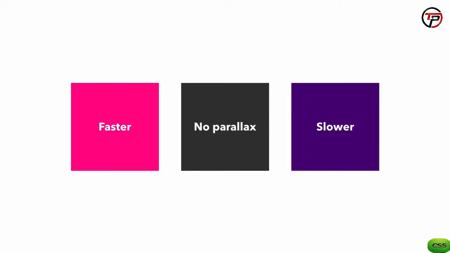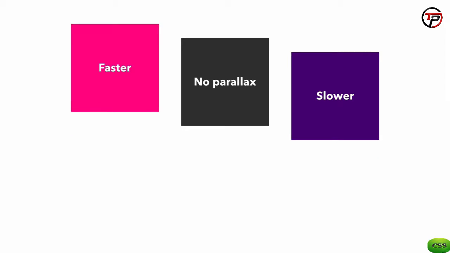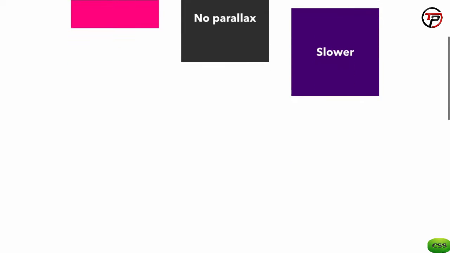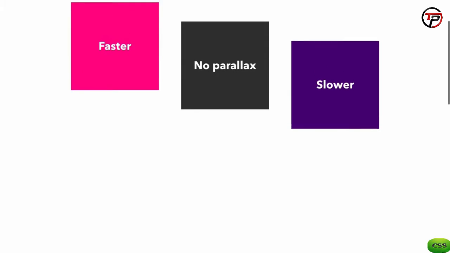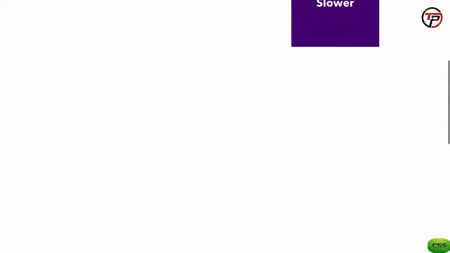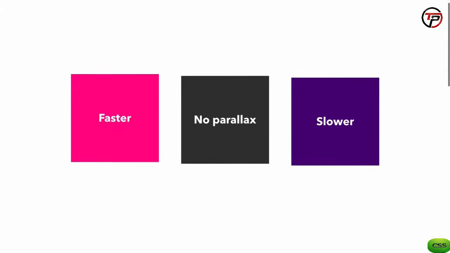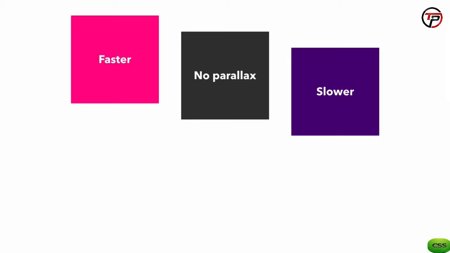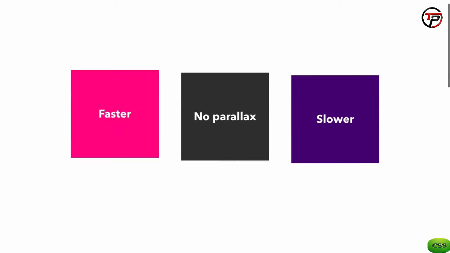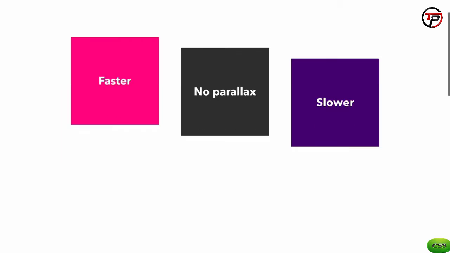In this example, each of these boxes scrolls upward as I scroll down the page. The box in the middle, marked No Parallax, is scrolling at the same speed as the page. To its left is a box that scrolls faster, and the box on the right scrolls slower. In this example, I'm using a tool called Relax.